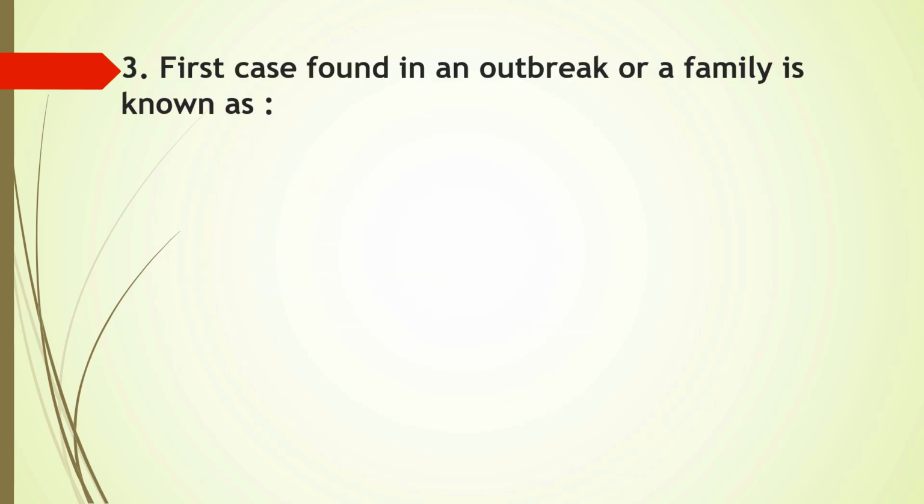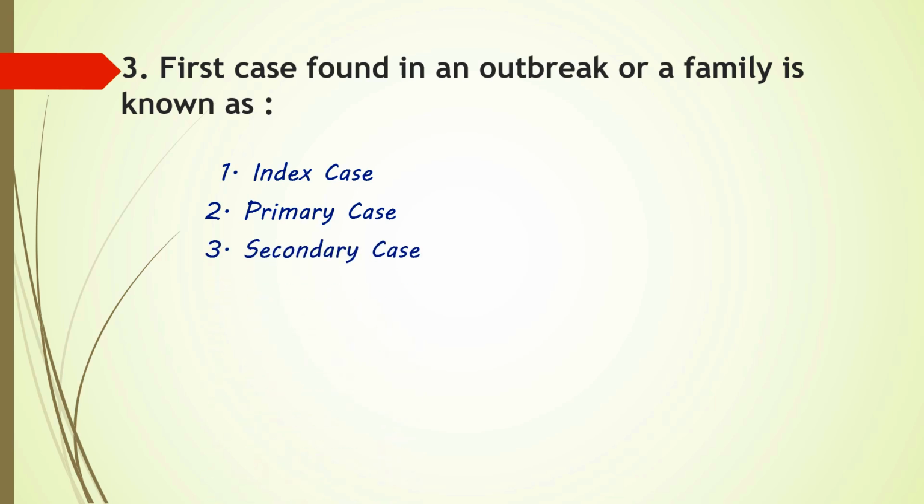Question number 3, the first case found in an outbreak or a family is known as. Options are index case, primary case, secondary case, or the option 4, tertiary case. The first case found in an outbreak or a family, it is known as the index case. Here option 1 is the correct answer.